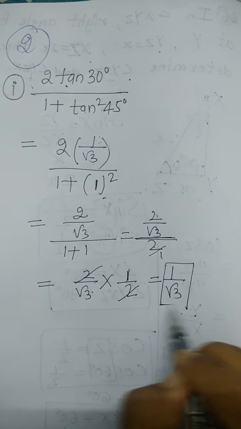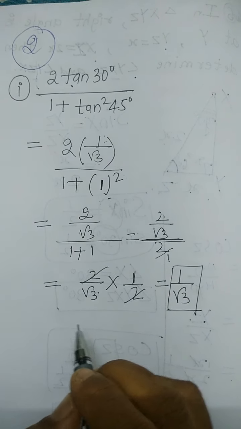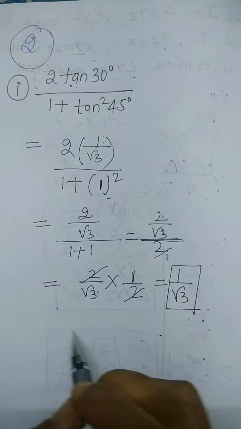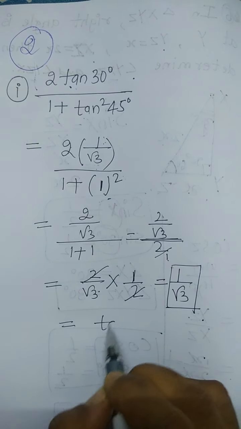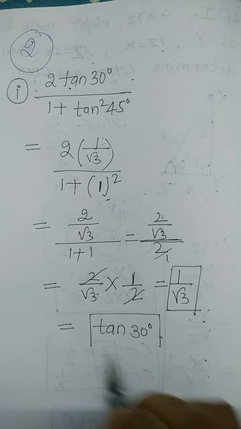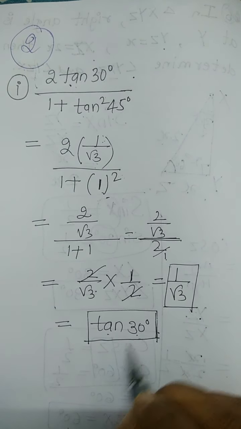1 by root 3 is the answer. Just now we have seen tan 30 degrees is 1 by root 3. So 1 by root 3 is the answer, which equals tan 30 degrees. So whatever options are given, from the 4 options you have to select tan 30 degrees.